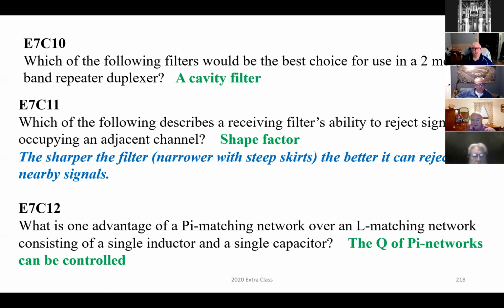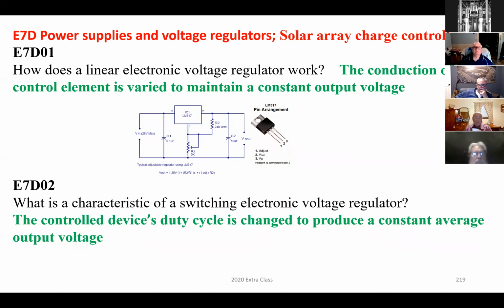Okay. What is one advantage of a Pi matching network over an L matching network consisting of a single inductor and a single capacitor? That would be the Q of Pi networks can be controlled. All right, power supplies and voltage regulators, solar array charge controllers. All right, how does a linear electronic voltage regulator work? The conduction of a control element is varied to maintain a constant output voltage.